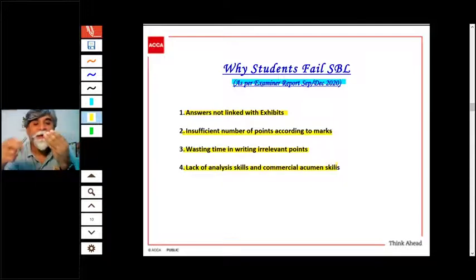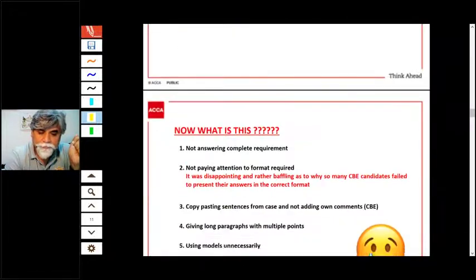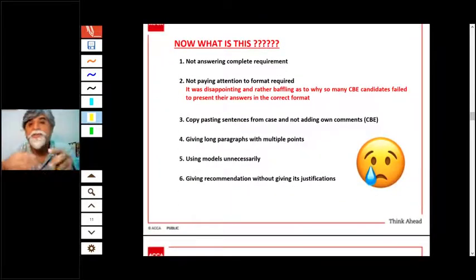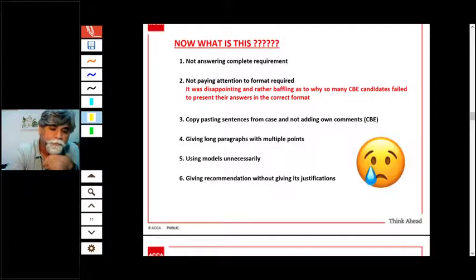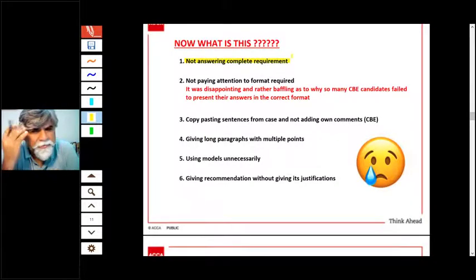So I can understand the examiner has valid reasons why not to pass. But have a look at this one. Now, these are some additional comments from the examiner himself. Now, he's saying that students are not answering complete requirement. Can anybody tell me what this means? Students are not answering complete requirement.